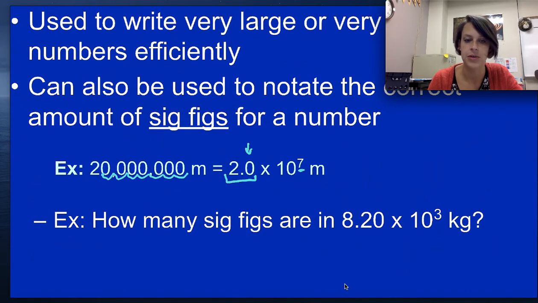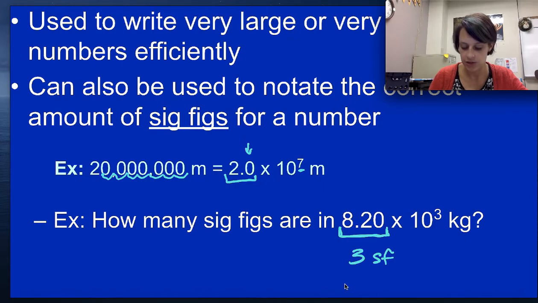So we've got an example here. How many sig figs are in 8.20 times 10 to the third kilogram? When you're looking at sig figs, just look at this part of the number. Do not move the decimal and do not look at the times 10 to the third. So 8.20 has 3 sig figs. The 8 and the 2 both count, of course. The 0 is also significant because there's a decimal in the number and it comes after non-zeros. So I have 3 sig figs.